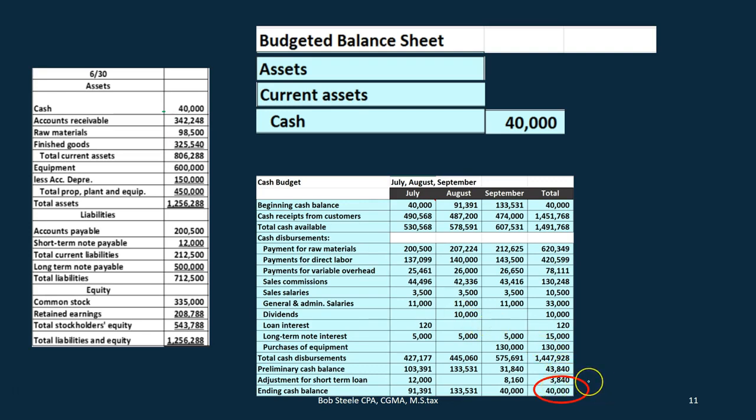The reason they're the same is because we made it the same in order to keep our minimum balance at 40 by taking out a loan. In this case, the loan at the end is that 8,160.